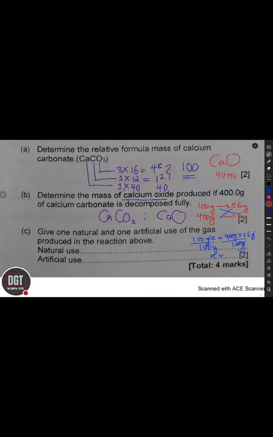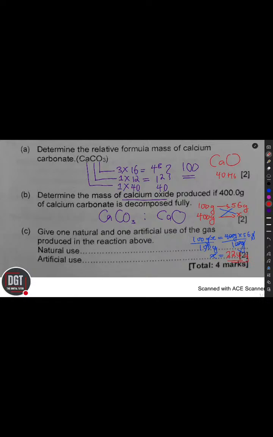And what are you able to find when you multiply 4 multiply 56? Let me hear from you. What is the answer when you multiply 4 multiply 56? What is the answer that you are able to get? So you should be able to get 224 gram as the mass of calcium oxide that will be produced.